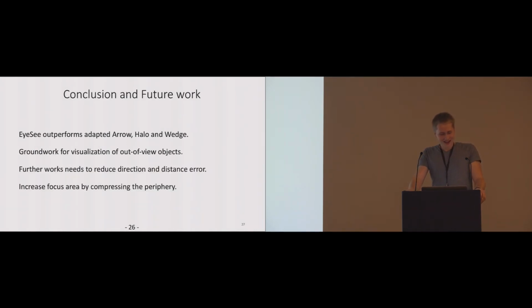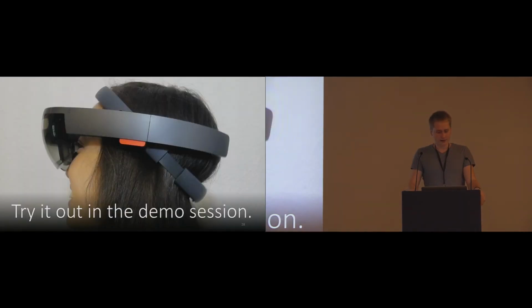And there's a conclusion and future work: EyeSee outperforms in this scenario our own developed Arrow, Halo, and Wedge. It can be the groundwork for visualization of out-of-view objects in the future, but of course there's future work needed. These are really the first steps into this kind of area. We also think about increasing the focus area even more by compressing the objects in the periphery and stuff like that. And I would highly like you to check out the demo in the demo session.